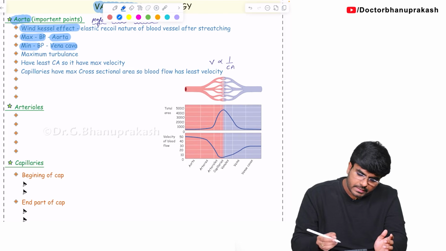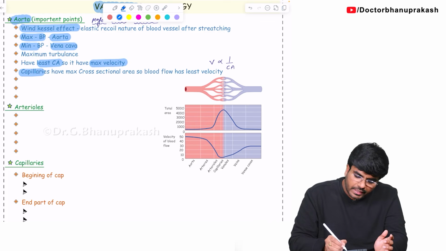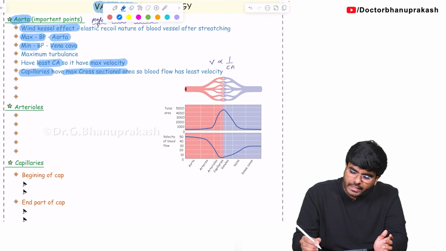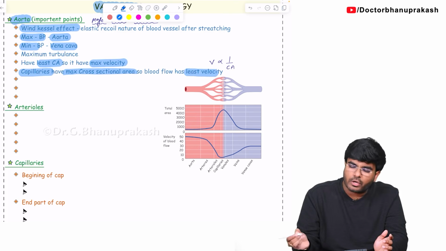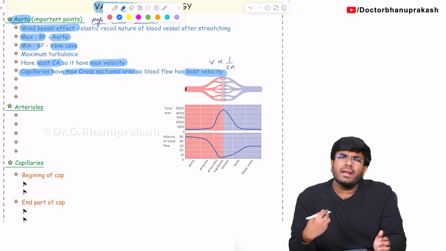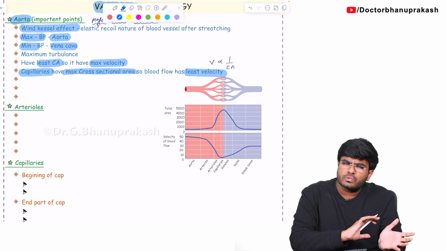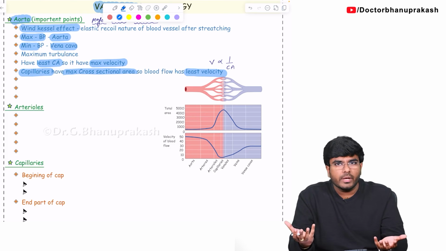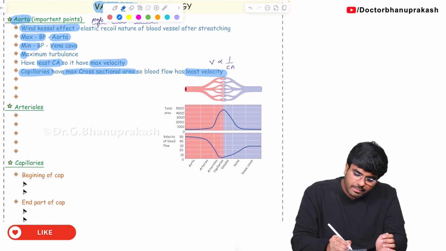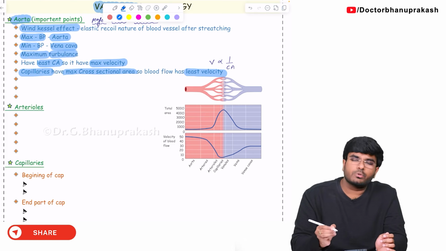So, look at here guys, the aorta has the least cross-sectional area, so it has the maximum velocity of blood flow, and capillaries have the maximum cross-sectional area, so the blood flow is going to have the least velocity. Okay. And as the blood is moving with so much velocity in the aorta, there can be turbulence. Okay, so maximum turbulence is seen in the aorta.